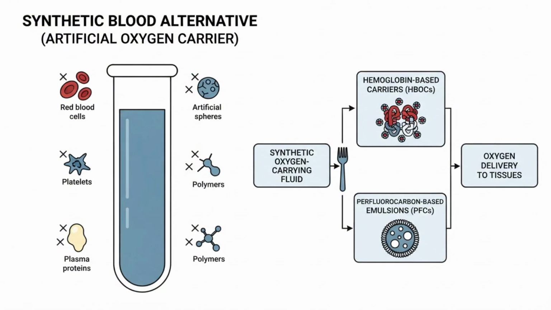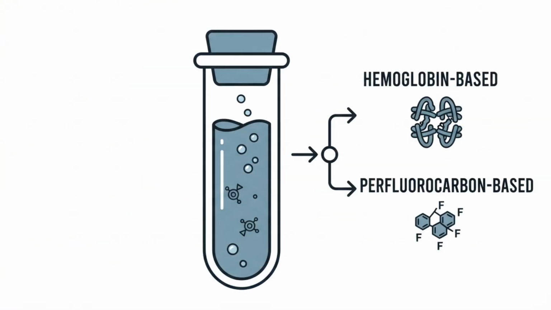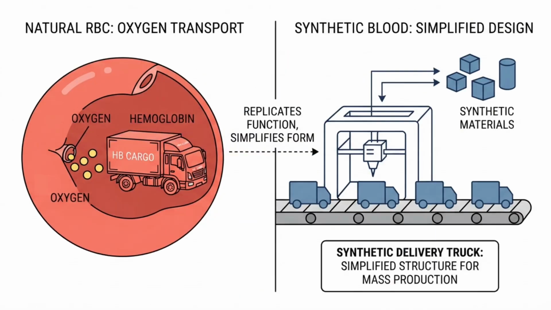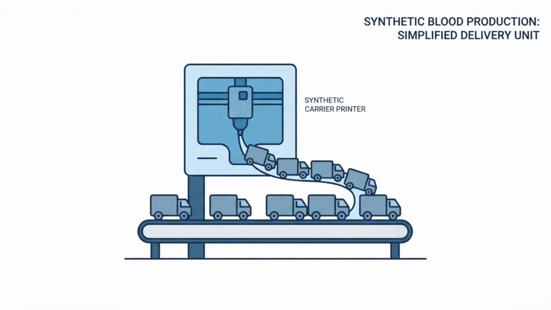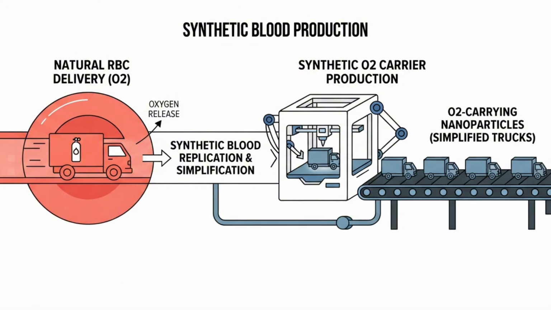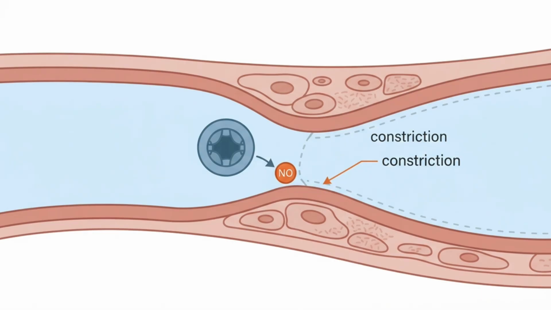Picture a 3D printer built to manufacture a rough approximation of a delivery truck fleet. It can't replicate every feature of the original vehicle, but it can nail the one function that matters most in an emergency: hauling oxygen from one place to another. Unlike red blood cells, which carry hemoglobin safely packaged inside a protective membrane, early hemoglobin-based substitutes used free-floating hemoglobin, which turned out to scavenge a signaling molecule called nitric oxide from blood vessels, causing dangerous constriction. A side effect researchers have spent decades working to engineer around.